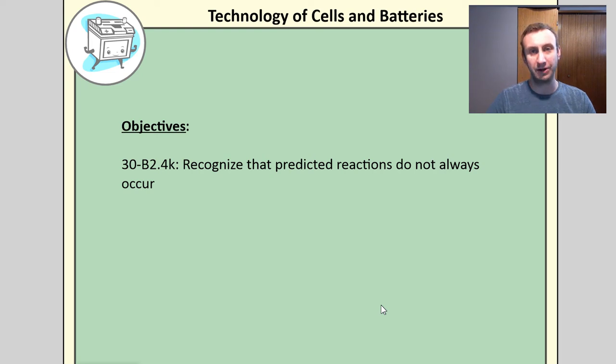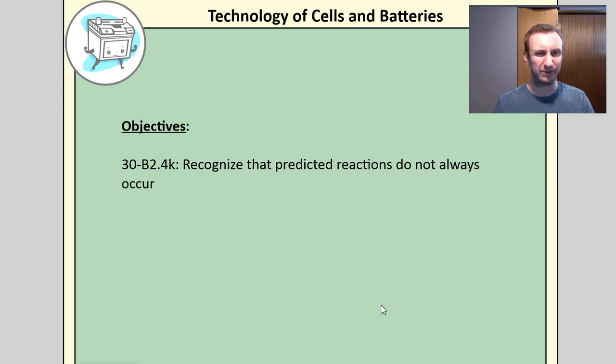Hey, quick lesson here going through the chloride anomaly, and then also we're going to talk about the Hall-Heroult cell, which is for aluminum. So today's objective is to recognize that predicted reactions do not always occur. The whole idea of this is that what you've learned is not perfect. Sometimes things work out differently than we expect based on the theory that we learn. And one of those things is the chloride anomaly, which you're going to learn about today.